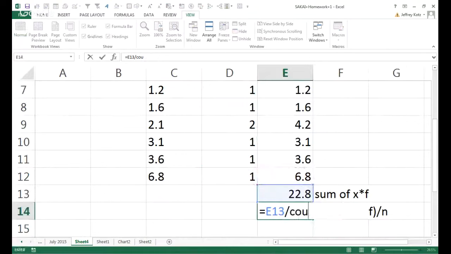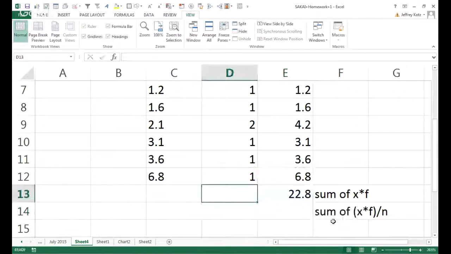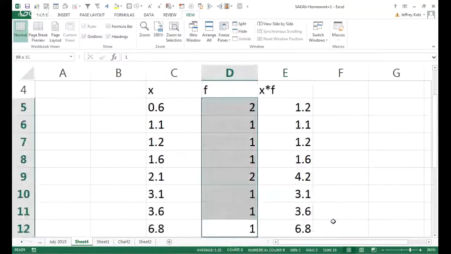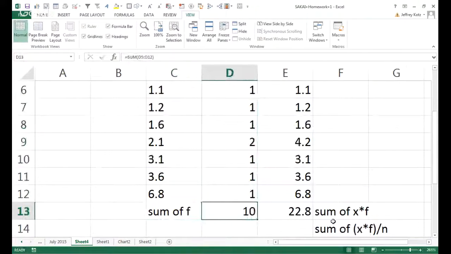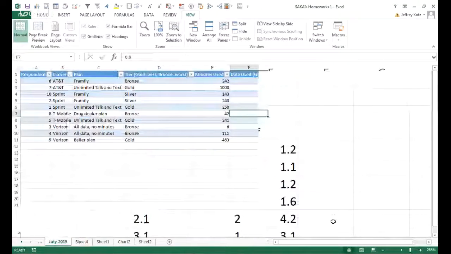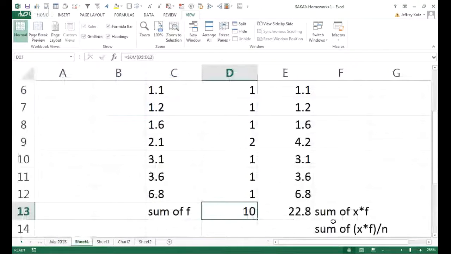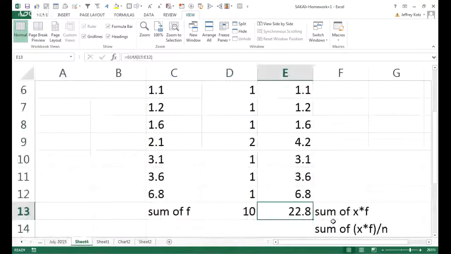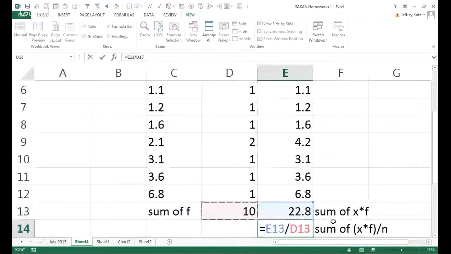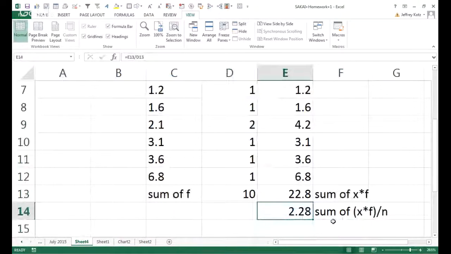It would be the sum of the frequencies. Oh yeah, how about the sum of the frequencies? There are 10 observations here, because I know that the sum of the frequencies gets me 10. And 10 was my sample size, 10 observations. That's why the sum of all of these frequencies is equal to 10. I take 22.8, which is, again, the sum of X times F, divide that by the sum of the frequencies, and it says the average person uses 2.28 gigs of data.